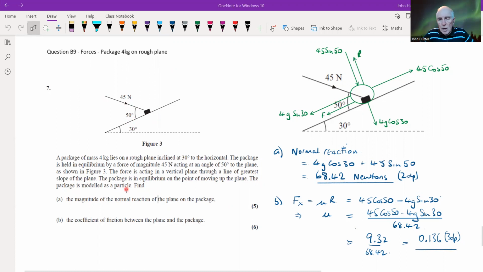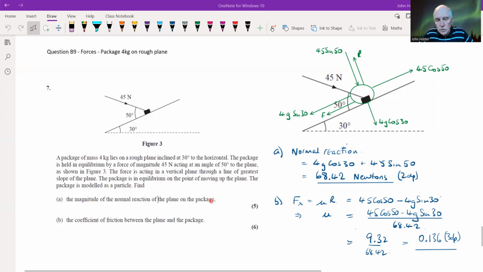The package is modeled as a particle, and that just means that it's a simplification. It basically means everything is acting from the center. Or actually, particle means it's infinitesimally small. Find the magnitude of the normal reaction of the plane on the package. Okay, that's the first part of the question.